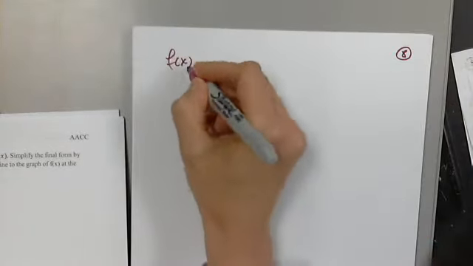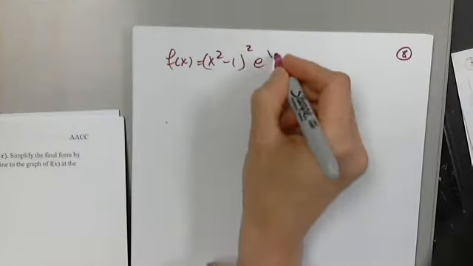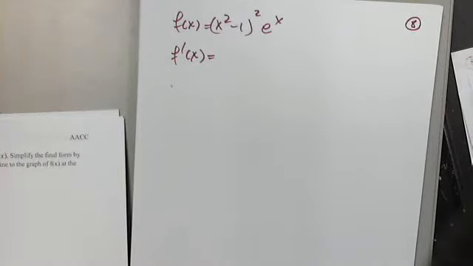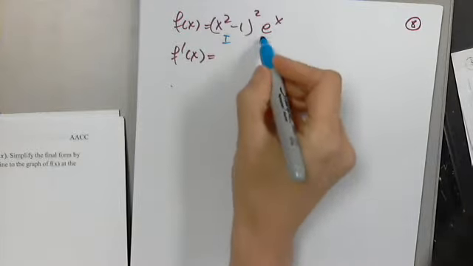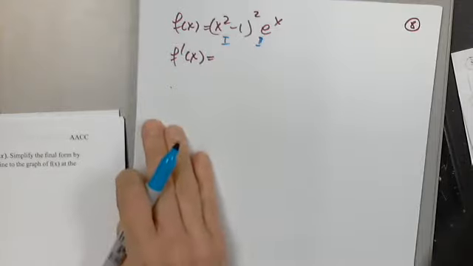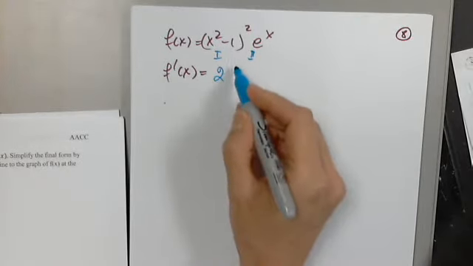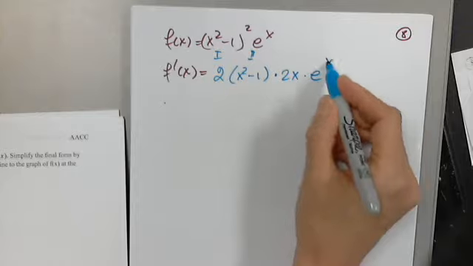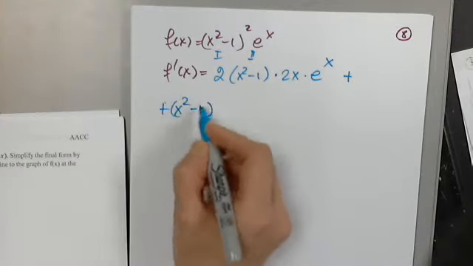So the function is f of x equals x squared minus 1 squared times e to the x. Okay, can anyone put us on the right track? Function one, function two. Very good. Very good. Times e to the x. Perfect. Plus x squared minus 1 squared times.